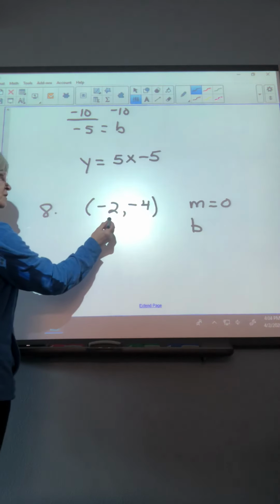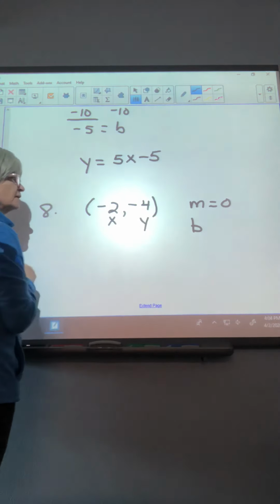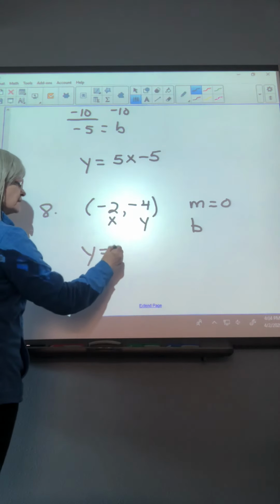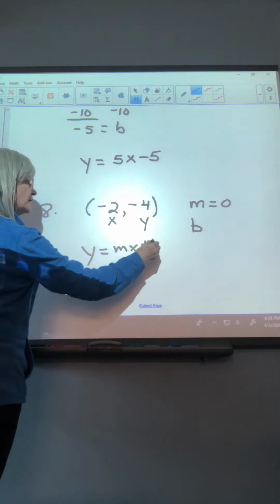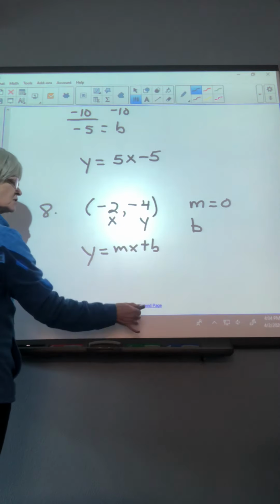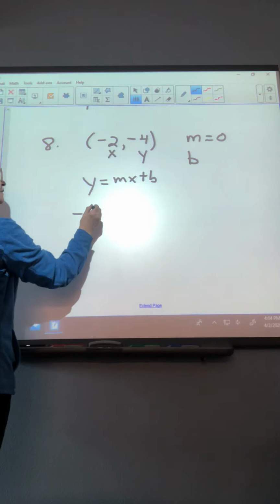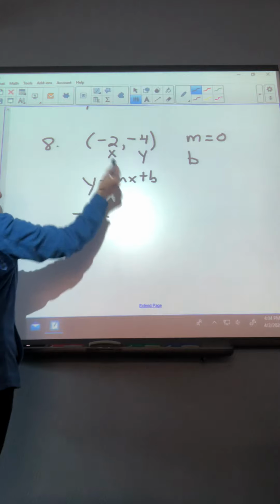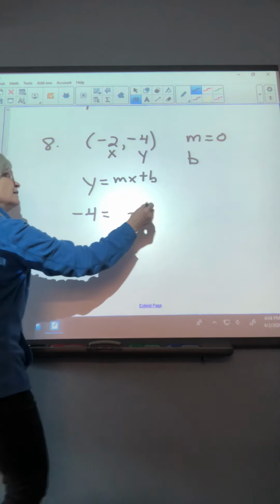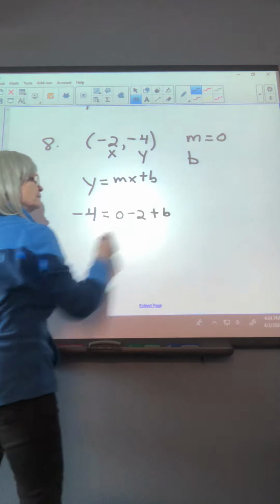So we know that this is a coordinate of a point, which is an x, and this is a coordinate of a point, which is a y. So in the equation y = mx + b, we're going to go ahead and put what we know in this equation and then solve for b. So instead of a y, we have a negative 4. Instead of an x, we have a negative 2. And then we also have the slope of 0, and then plus b.